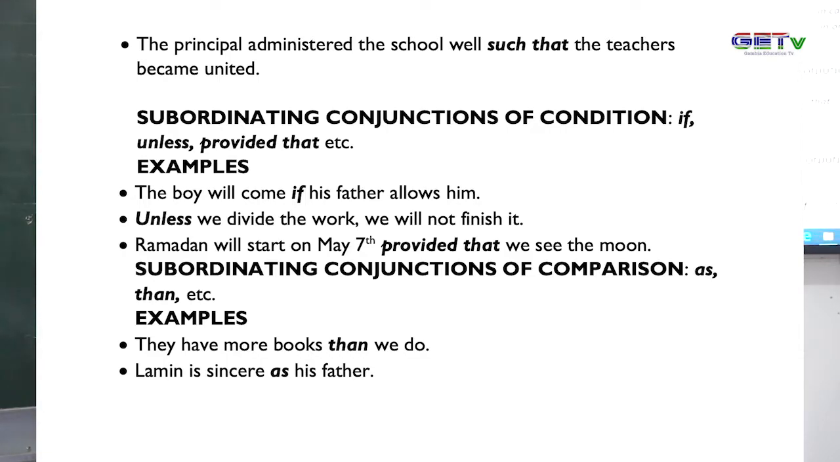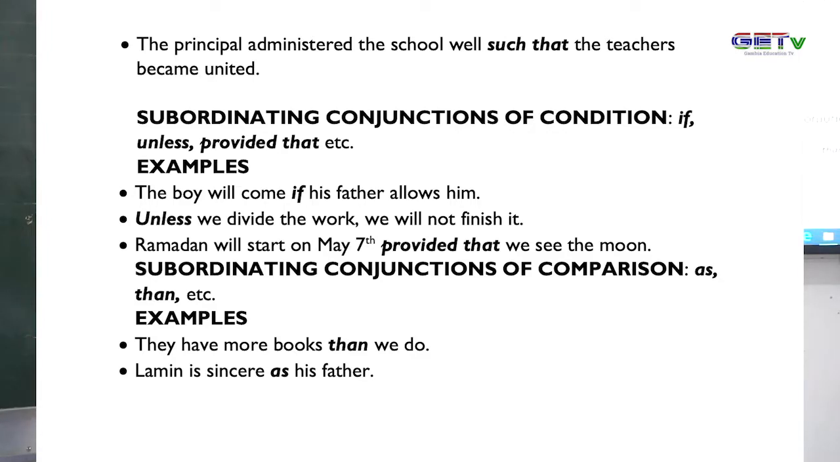From there we move on to subordinating conjunctions of condition. Examples: if, unless, provided that, etc. Example 1: The boy will come if his father allows him. 2: Unless we divide the work, we will not finish it. Even though the "unless" comes at the beginning, it's still acting as a conjunction.